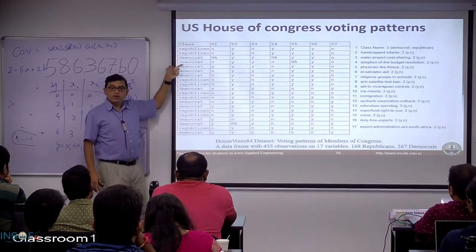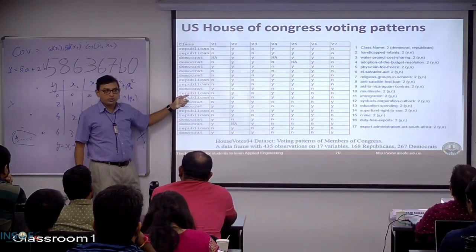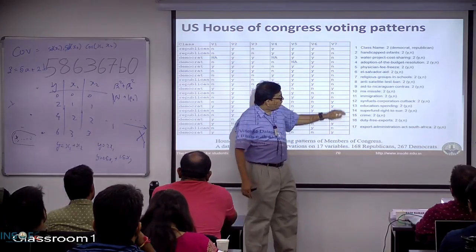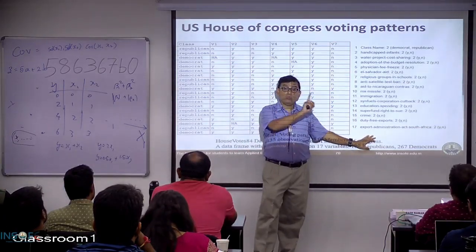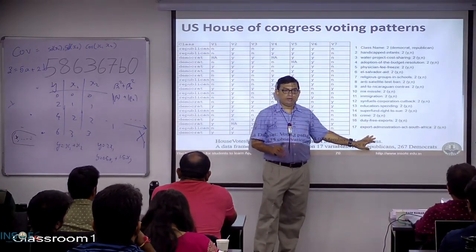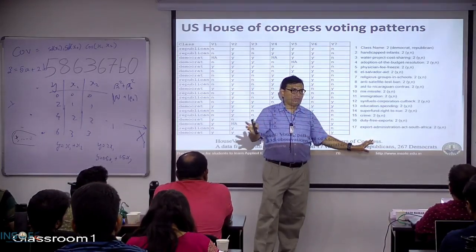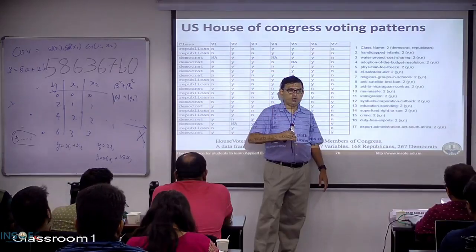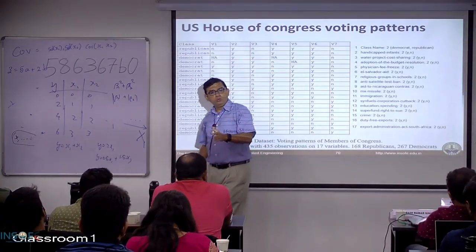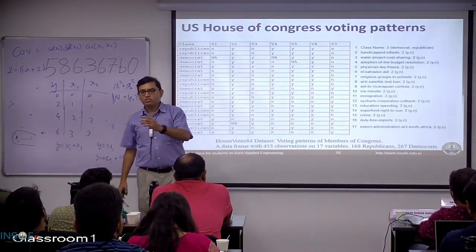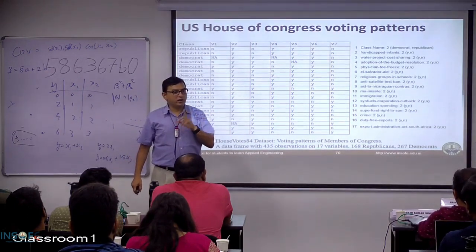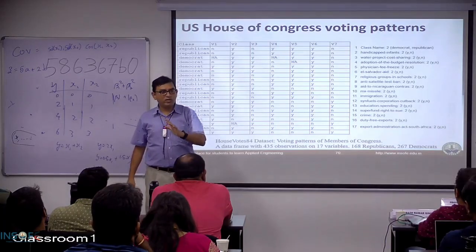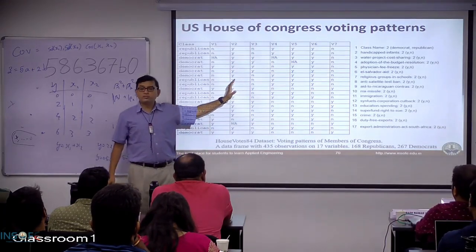Each row corresponds to one particular congressman, and they have the voting record for 16 different issues. This was collected over a span of, I don't know, 6 months, and there were 16 different issues that came up for vote, and in each issue the congressman voted in a different way based on his particular party affiliation, based on his own principles and all of that.